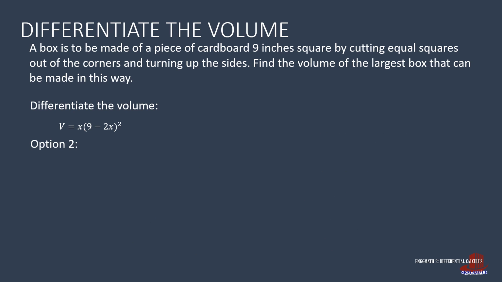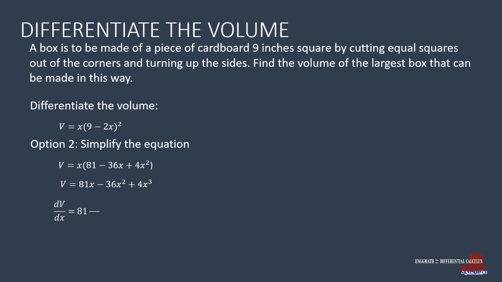The other option in solving for the derivative is to simplify the function first. Expand the square, which makes 81 minus 36x plus 4x squared. By distributing x among the terms, we get 81x less 36x squared plus 4x cubed. This configuration is ready for differentiation, making dV over dx as equated to 81 with d over dx of x, then negative 36 times d over dx of x squared, and then 4 with d over dx of x cubed.